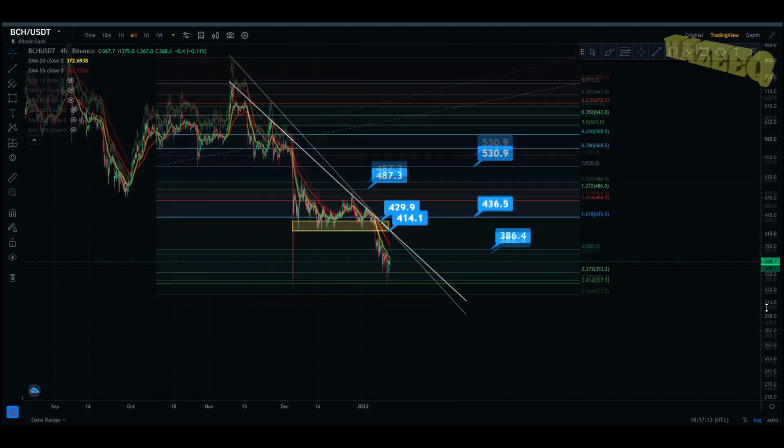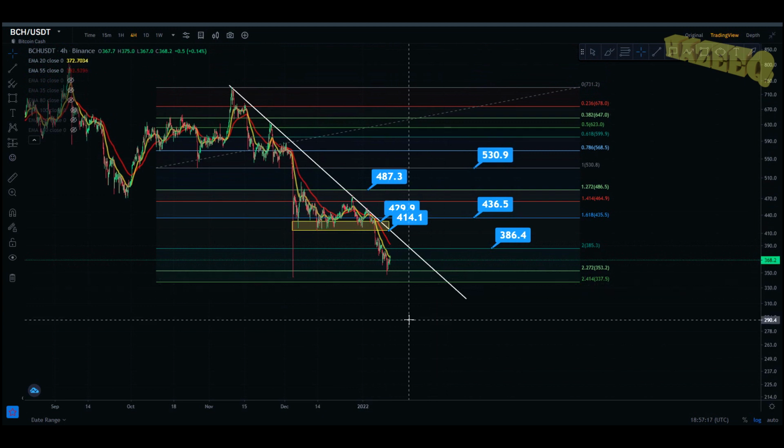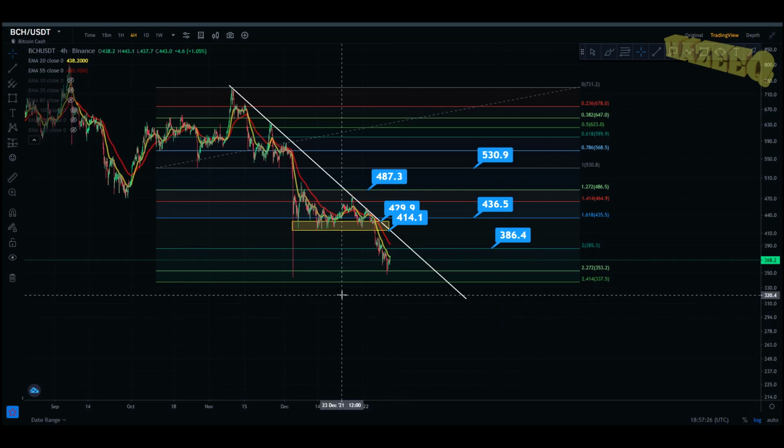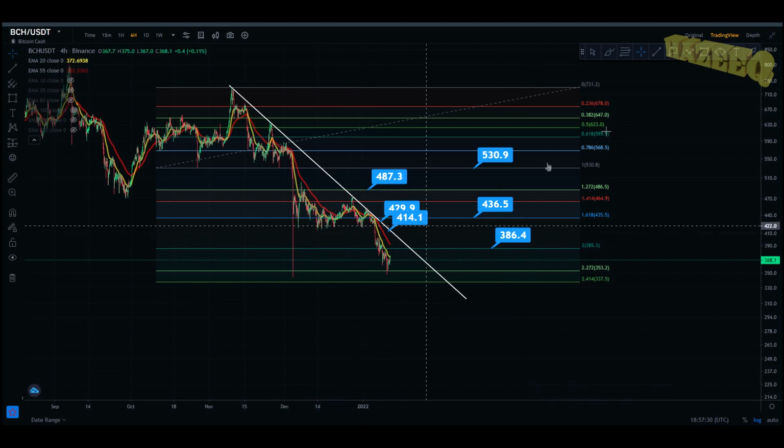Hopefully we don't go any lower, but like I said, if you start printing lower highs, then just dollar cost average your way into the project in the long term. You know, Bitcoin Cash will obviously appreciate, as well as all the other projects will in this space, because we're still very early for cryptocurrencies in general.